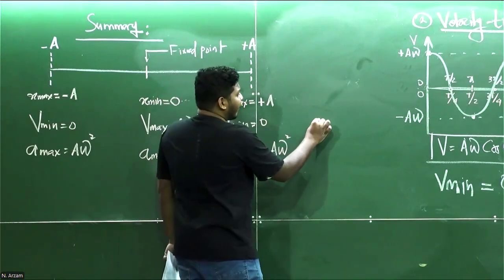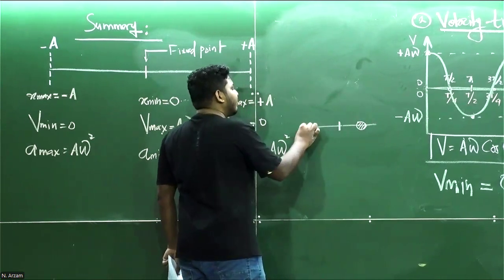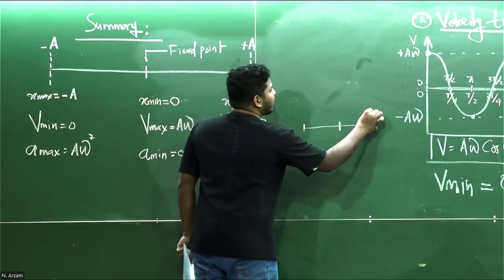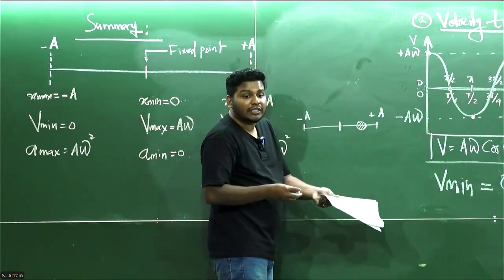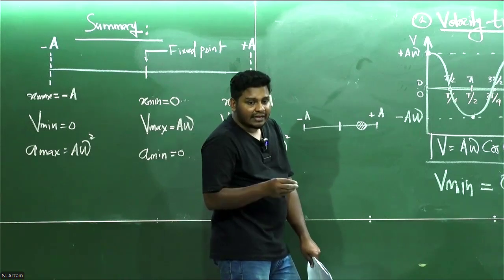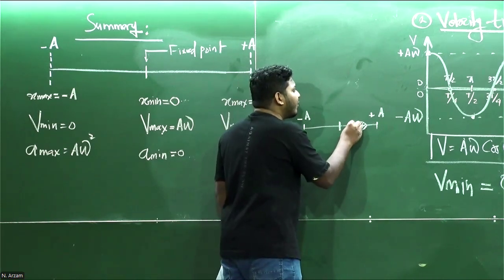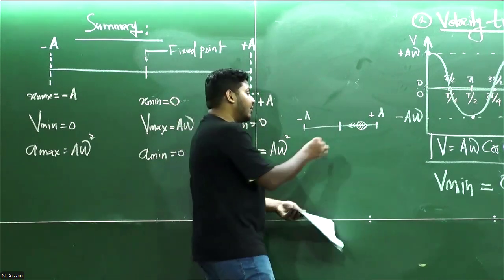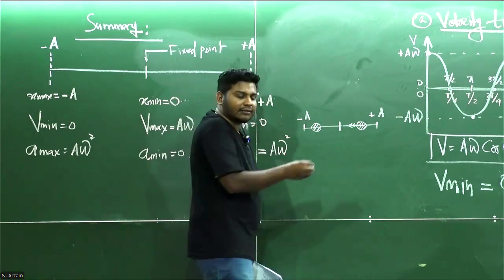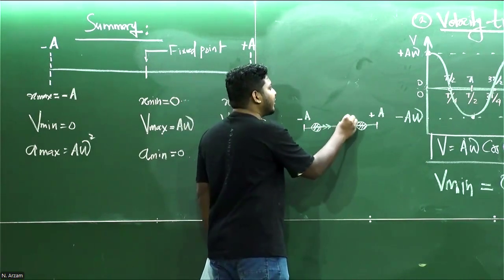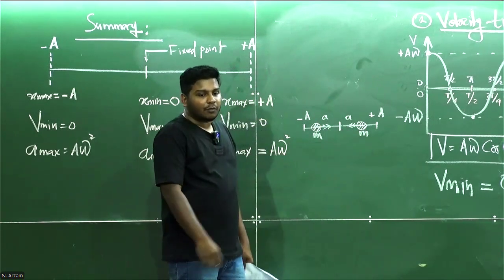Okay, right. Look at this one. There is an object that is making a simple harmonic motion from here to here. This is plus a and this is minus a. So I told you that the acceleration is always towards the center, the fixed point, the main point. So acceleration is always towards the center. What about when the object is here? Let's say the mass of the object is m.